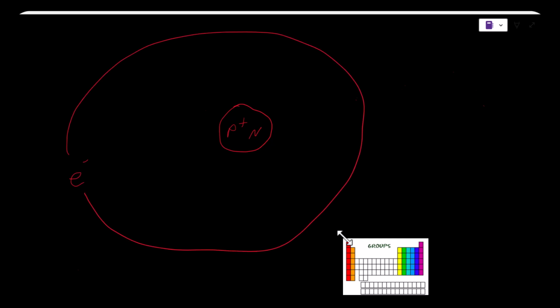Let's go over what we already know about an atom. We know that in the center there's a positively charged proton. There's a neutron that is neutral, and together these make the nucleus. The electron is on the outer part of the atom, and it follows a path that is called a shell.